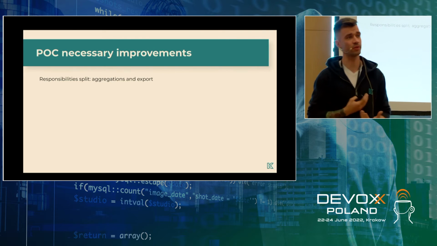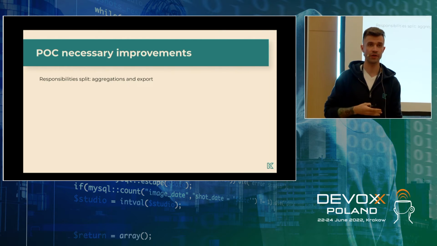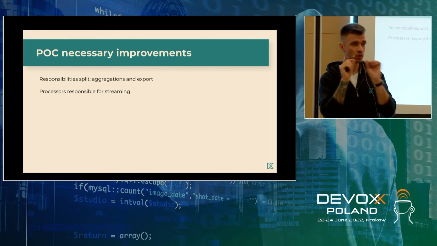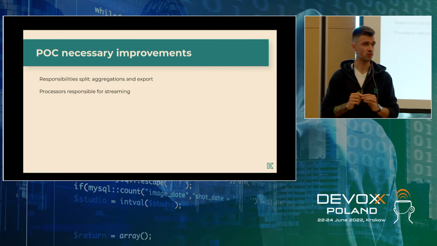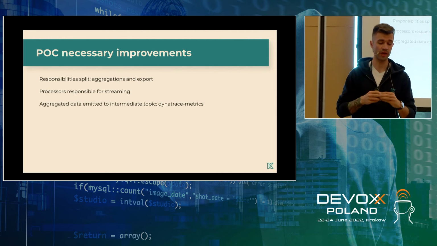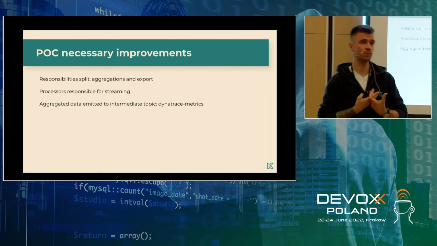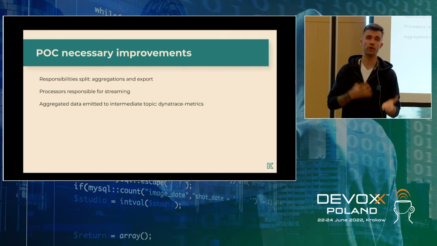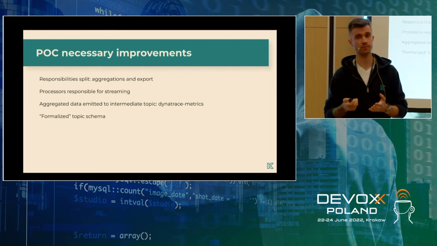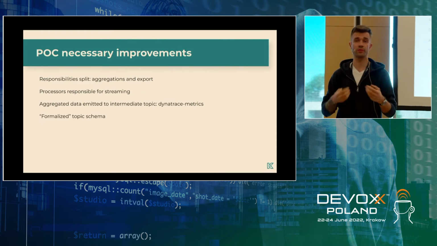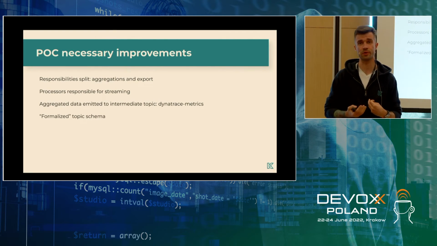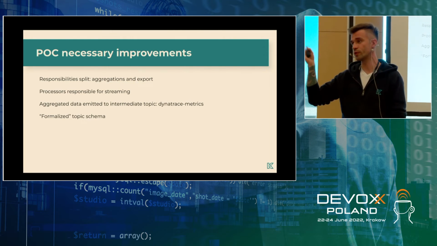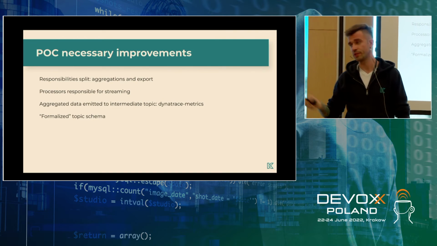So first of all, let's split those responsibilities for aggregations and export. So we will introduce the processors, like small services that are responsible for streaming. And then we will have aggregated data produced by those processors to an intermediate topic, where we have some particular schema. And there will be another microservice, or rather another place in our architecture, which will be reading from this intermediary topic and sending those metrics to the cloud, basically, to Dynatrace.